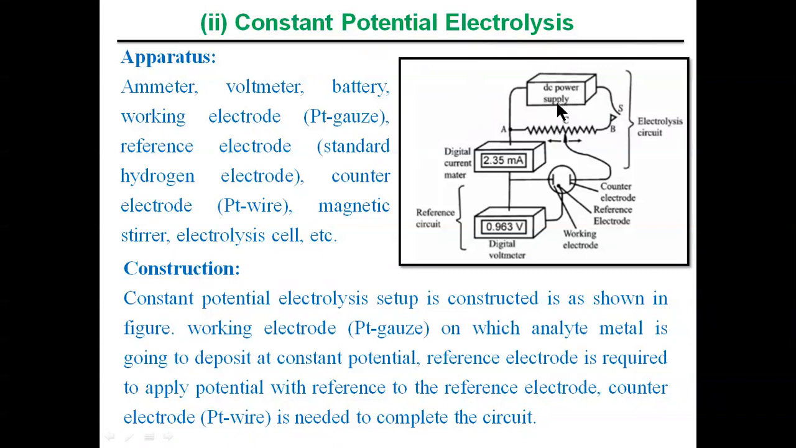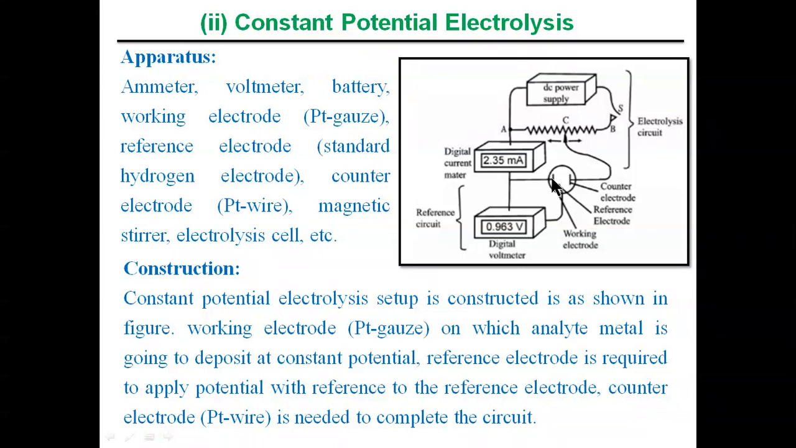So here we have a DC power supply. You can see this in the constant potential electrolysis setup. We have two types of circuit here. One is the electrolysis circuit, where we are applying the power. We have a DC power supply, and then a rheostat to control the potential, a digital current meter, that is the ammeter, and a digital voltmeter, that is the reference circuit. These are connected as shown in this figure.